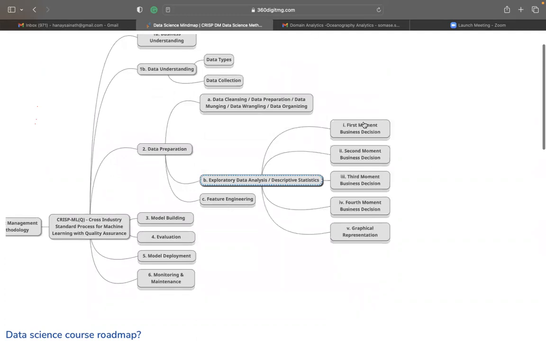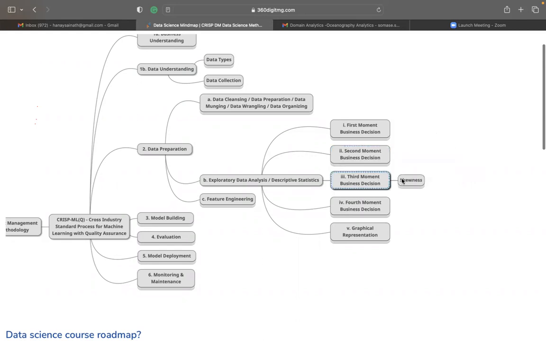In the EDA, we have first moment business decision, second moment business decision, third moment business decision, fourth moment business decision, and fifth, we have graphical representation. So in the first moment, we use measures of central tendency. In that, we use mean, median, mode. For the second moment business decision, we use measures of dispersion. So in that, we find variance, standard deviation, and the range.